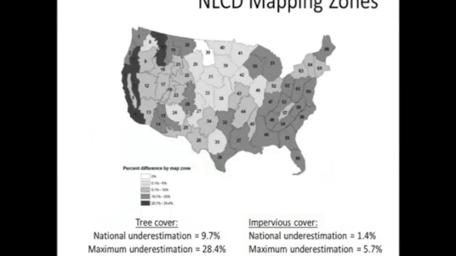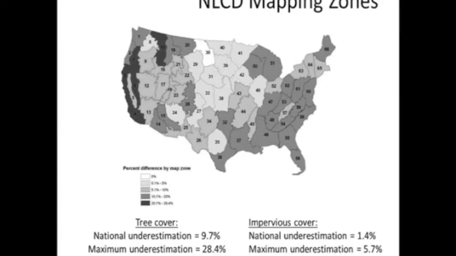Again, they did divide up the country into mapping zones, but as Dave Nowak and his crew out of Syracuse have shown, there is known underestimation for both tree cover and impervious cover. And within each of these zones, they've actually come up with adjustment factors, which allow you to get an idea of the degree to which the canopy cover, for example, is off.